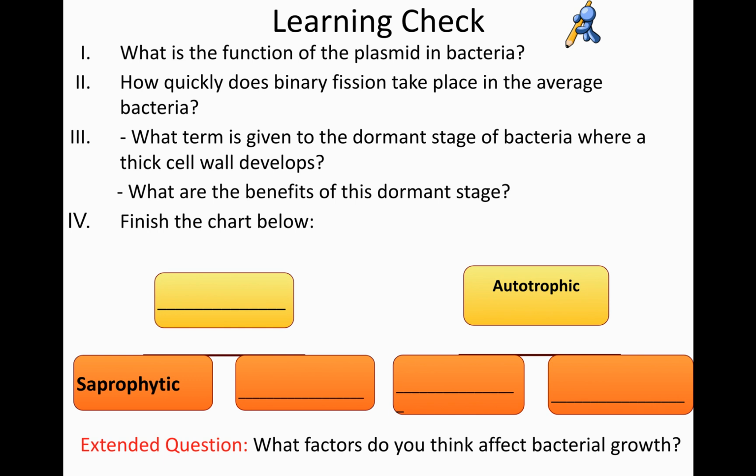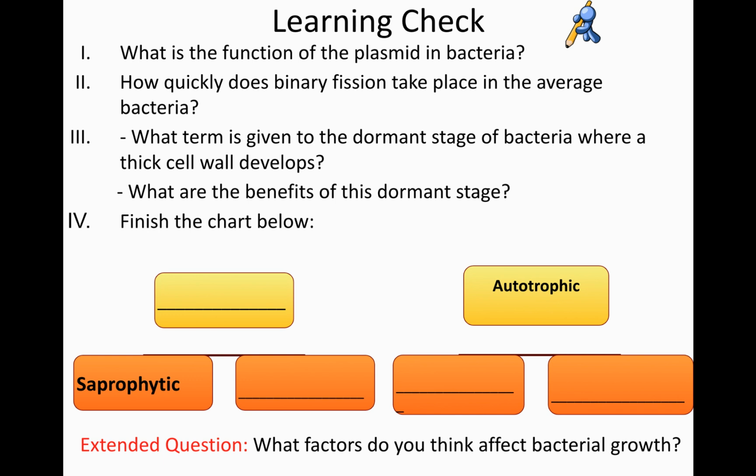What is the function of a plasmid in bacteria? The plasmid is an organelle that carries antibiotic resistance for bacteria. How quickly does binary fission take place in the average bacteria? It takes place about every 20 minutes. What term is given to the dormant stage of bacteria when a thick cell wall develops? We call this an endospore.